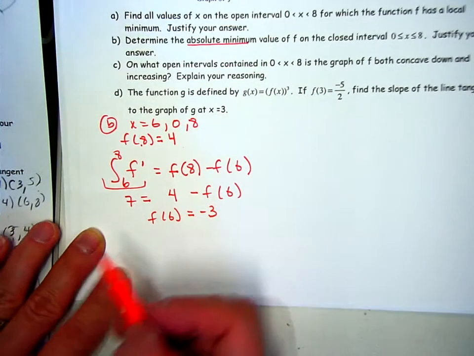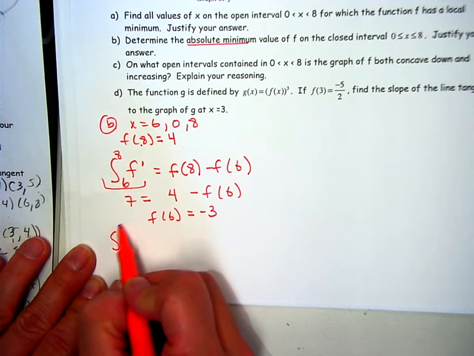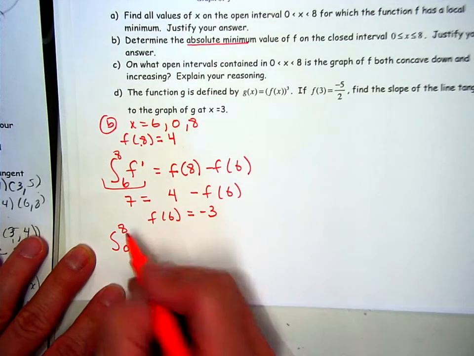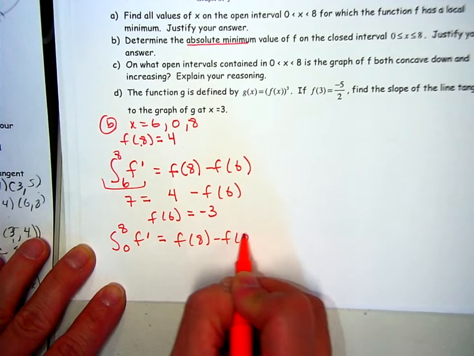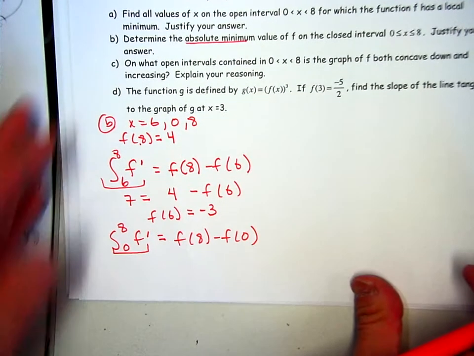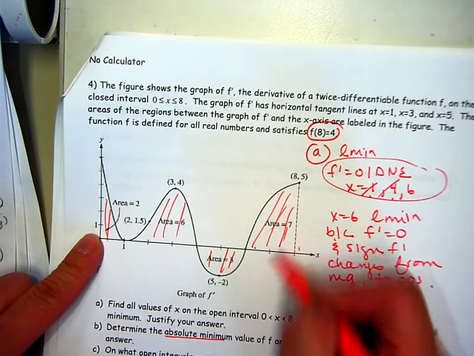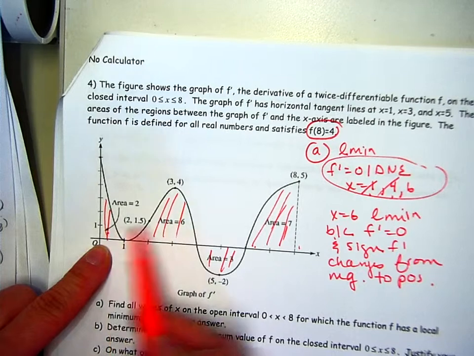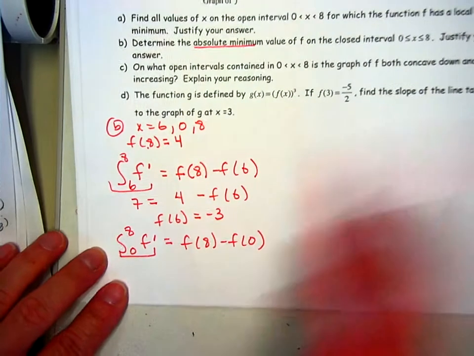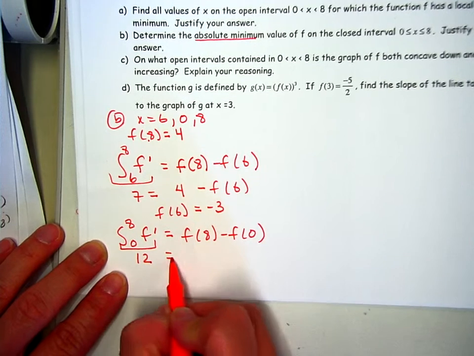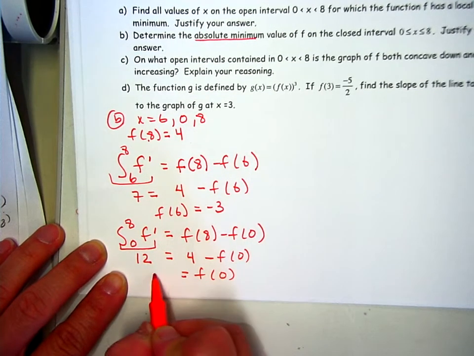Okay, now I also need to figure out f of 0. So I'm going to do the same thing. I'm going to use 0 as a bound. I'm going to use 8 because that's the piece that I know information about. If I integrate f prime, I get f of 8 minus f of 0. This piece, again, I'm going to do graphically. The integral of f prime from 0 to 8 is all of these pieces added together, but you're going to count this as 2, count this as a negative 3 because it's below, and a positive 7. And if you do that correctly, this is 12. f of 8 I know is 4. So if I solve for f of 0, I end up that it's negative 8.